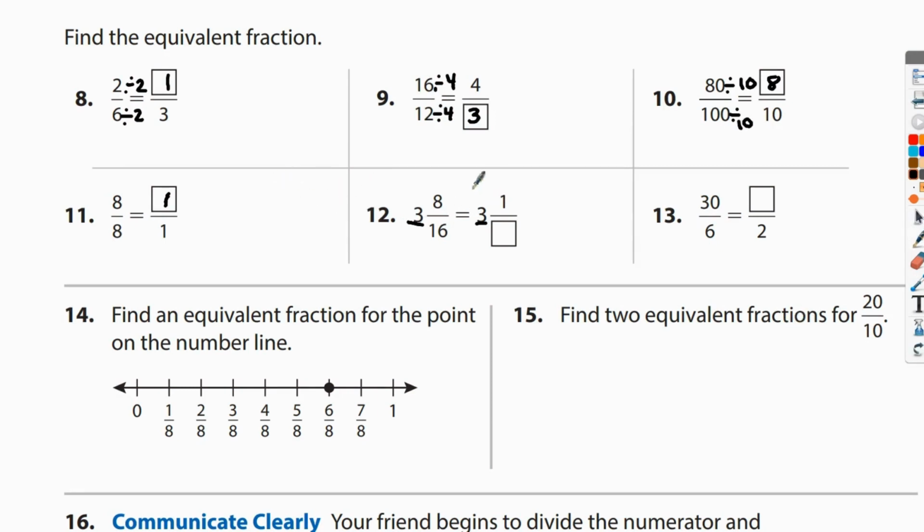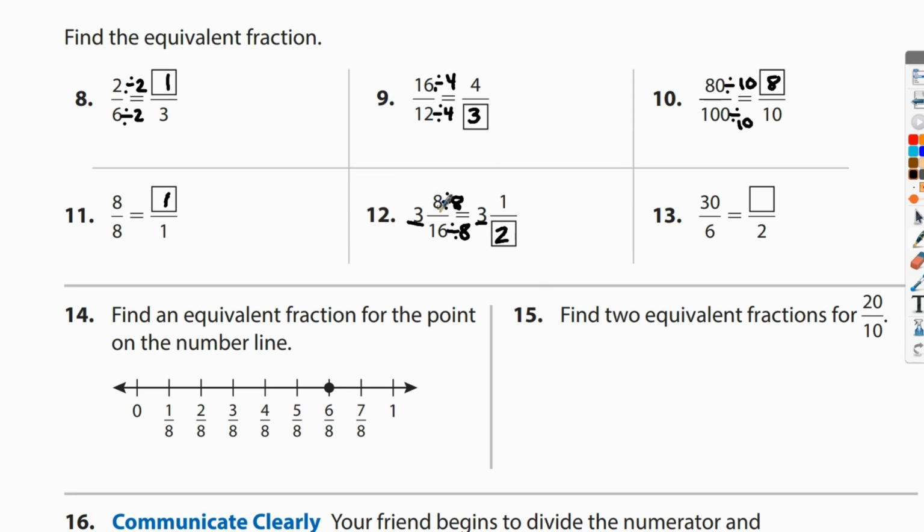All right, so let's see if you figured this one out. Well, let's see. If I divide 8 divided by 8, what do I get? I get 1, right? So that means if I divided 8 by 8, then I'm going to have to divide 16 by 8 as well. That's going to give me my missing digit. My missing digit was 2. So that means that 8/16 are equal to a half.